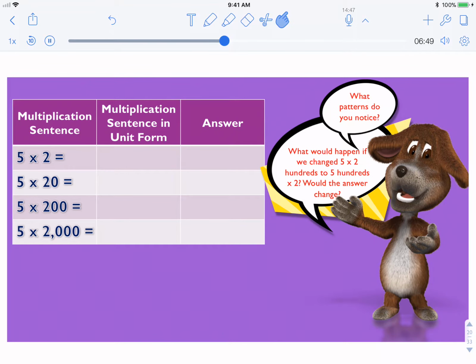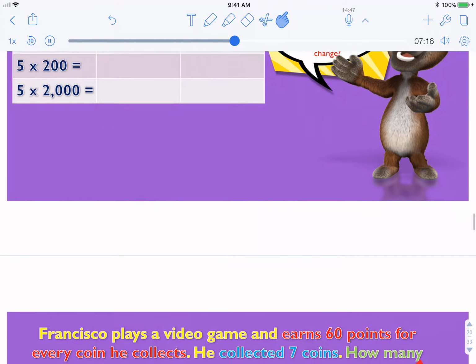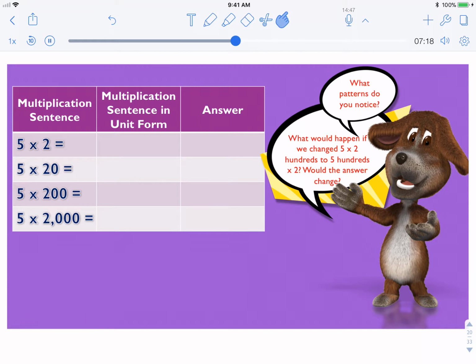Okay, what patterns do you notice? What would happen if we changed 5 times 2 hundredths to 5 hundredths times 2? Would the answer change? 5 times 2 hundredths, or 5 hundredths times 2? Would it change? So fill in this chart. Once you're done, you may go to the next slide.